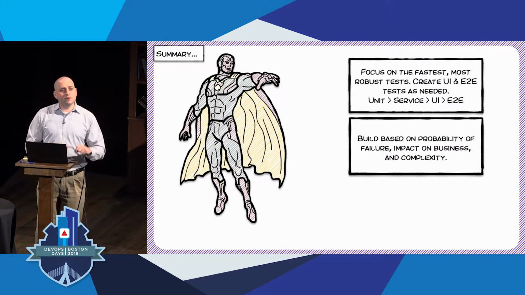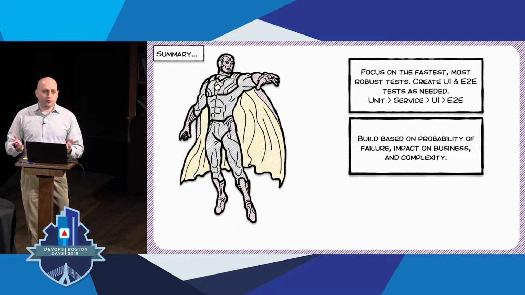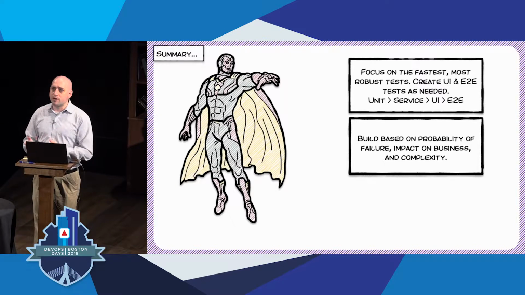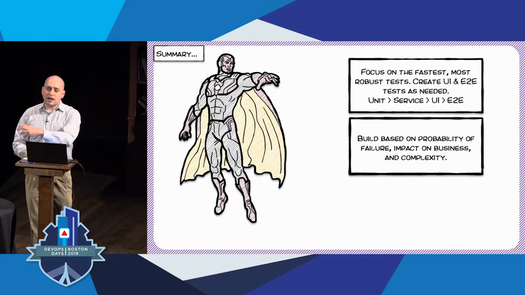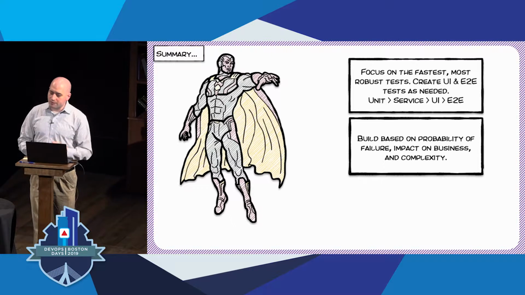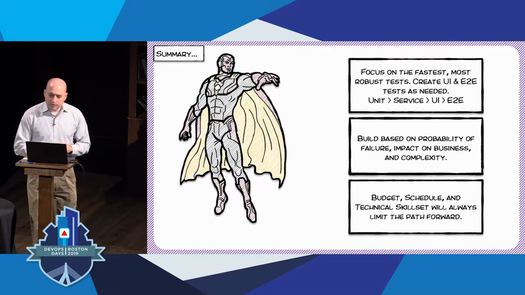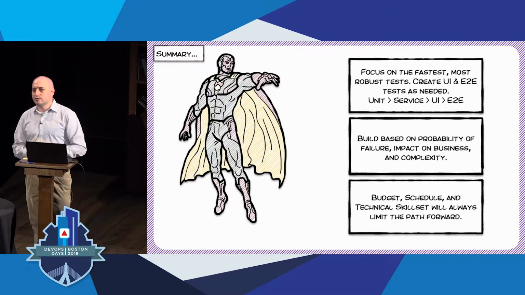You want to build your automation based upon the actual criticality of the path you're following, the likelihood of failure, the impact on your business, and the complexity. Anytime you can pull away those highly redundant tasks, those tasks that are prone to human error, you are going to be providing value. It's important to also remember that budget, schedule, and technical skill set within your organization are always going to be a constraint for you.